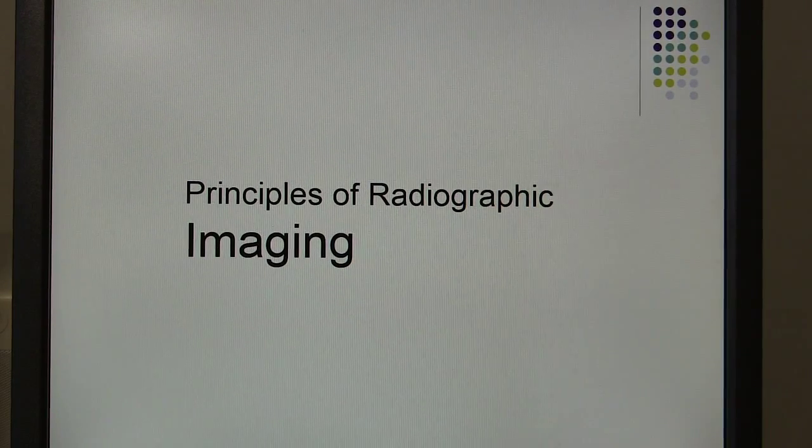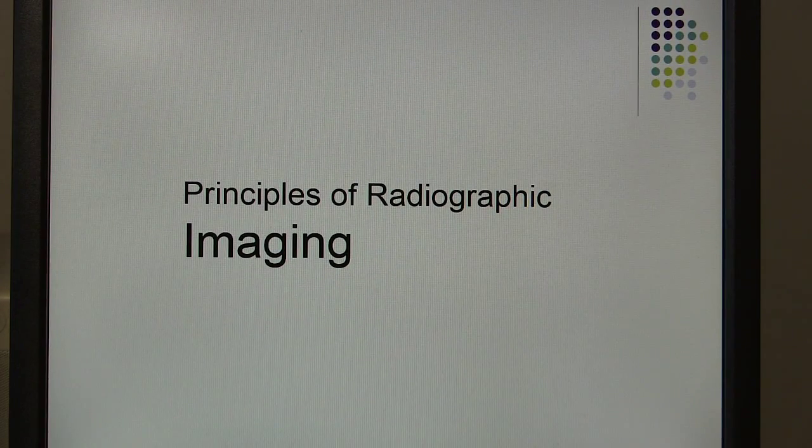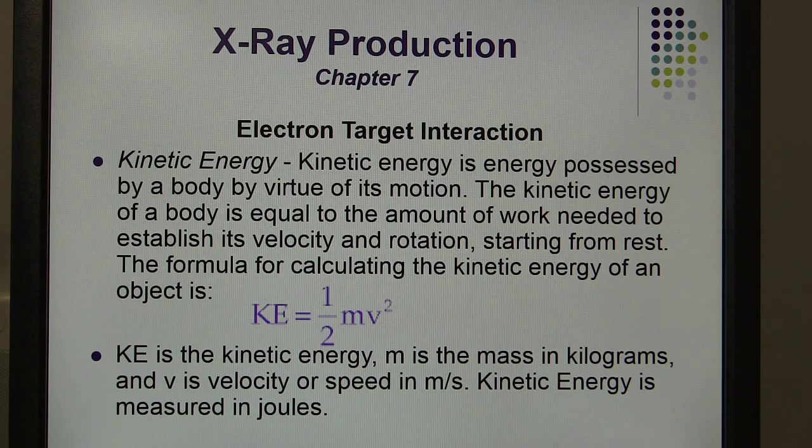Okay, folks, this is actually in chapter 7 in your book. It's on X-ray production. We're going to talk about that anode that's in the X-ray tube that we mentioned just a little bit ago. Again, chapter 7, X-ray production, electron target interaction. First of all, the electrons that we just mentioned in the X-ray tube are generated from that filament by virtue of the fact that we boil them off.